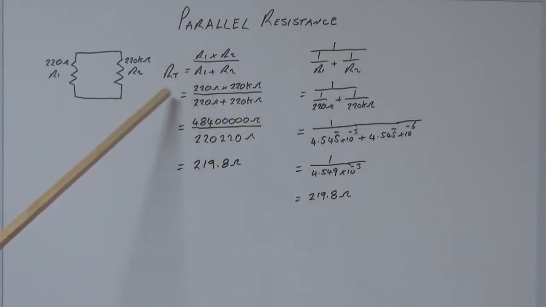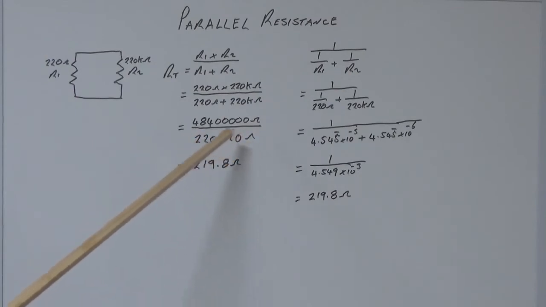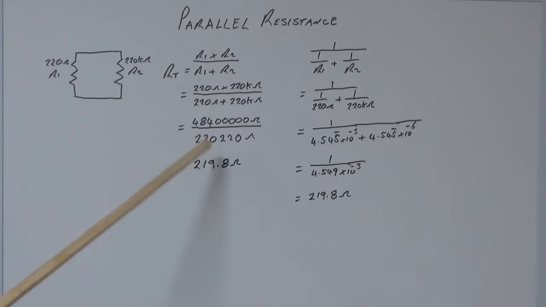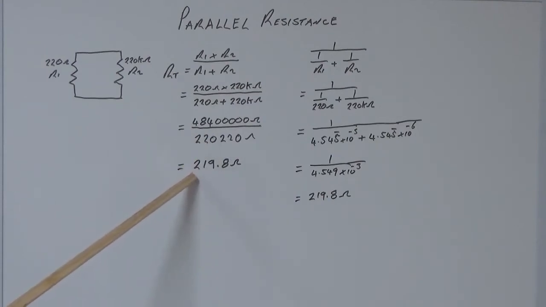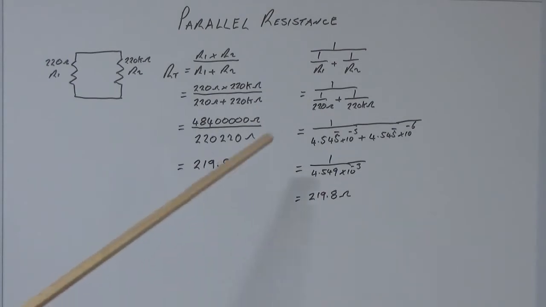As you can see here, we've gone through the steps, so we multiplied them on the top, we've added them on the bottom. You come out with these super large numbers. So we're going to divide the top by the bottom, and we end up with a value of 219.8 ohms. Now I'll talk about that in a minute.